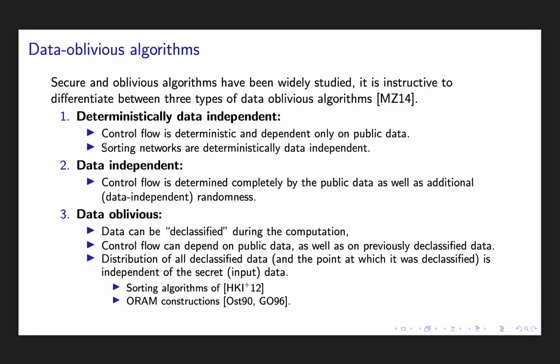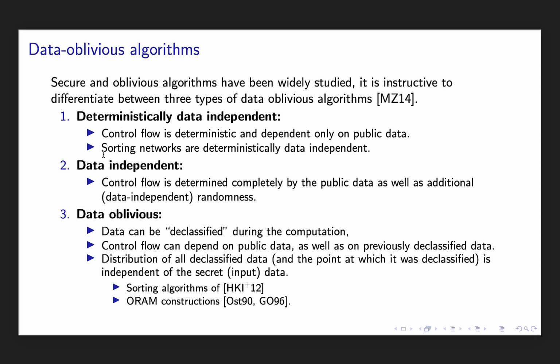Now, roughly, an algorithm is data oblivious if its control flow does not depend on the input data. And this can happen if the algorithm is completely deterministic and data independent, or if the algorithm is randomized and data independent. We can also achieve data obliviousness by declassifying certain data during the computation and allowing the further control flow to depend on the public data as well as on the previously declassified data.